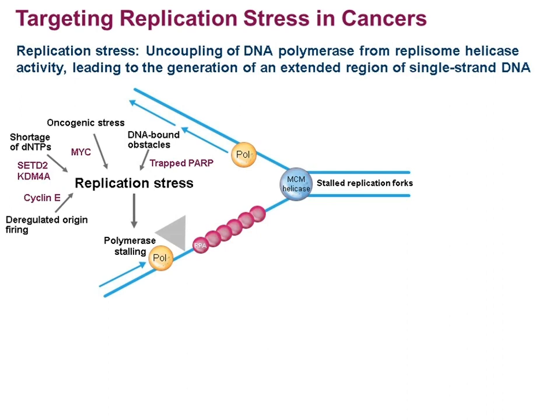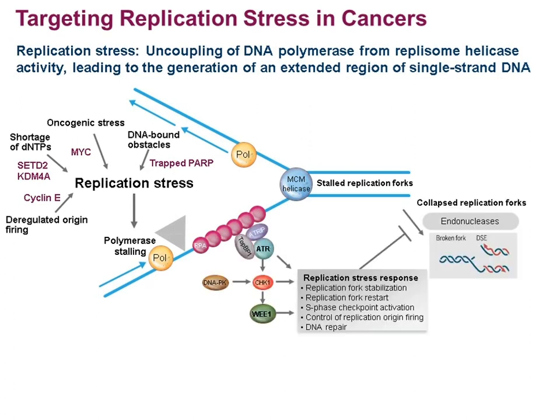Now what happens if you have that extended single-strand region is that it has to be protected by replication protein A, and what you end up with is a filament of replication protein A that itself then attracts an ATR complex and initiates the replication stress response. Now, replication stress response involves many factors.